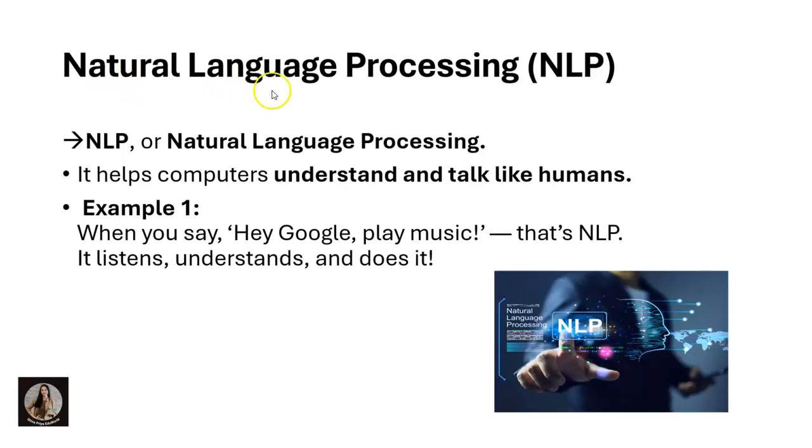The third one is natural language processing, NLP. Natural language processing helps computers understand and talk like humans. For example, if you say, hey Google, play a music, that's natural language processing, which means it will listen, understand and play the music for you. This is exactly what natural language processing is.